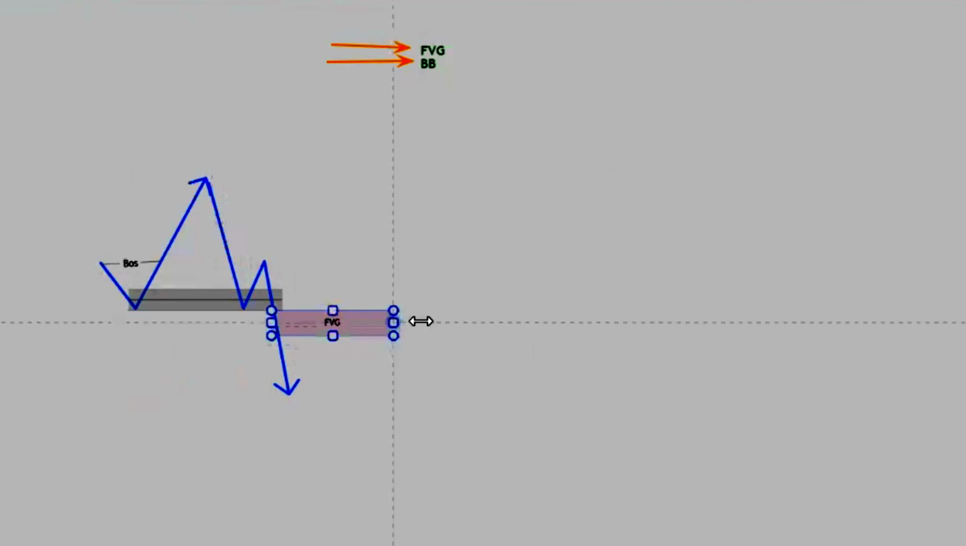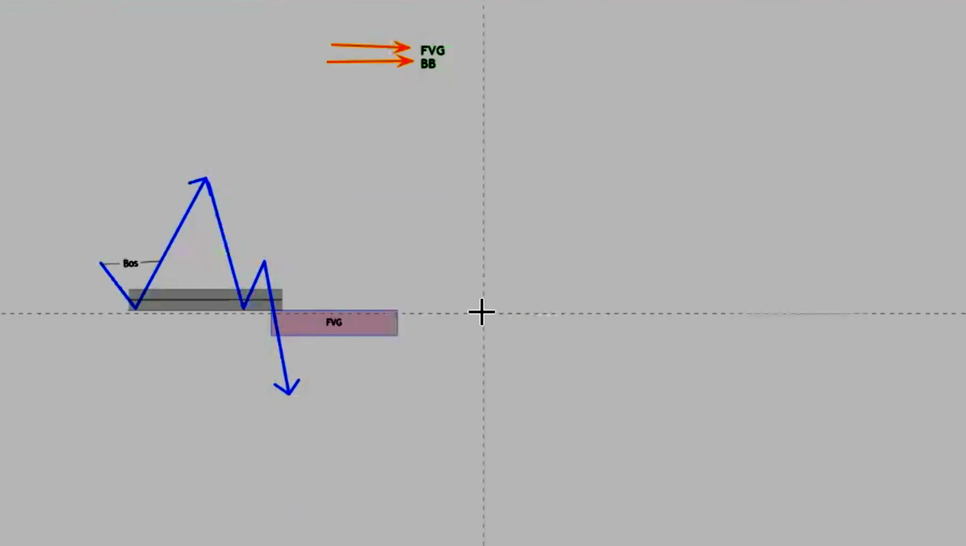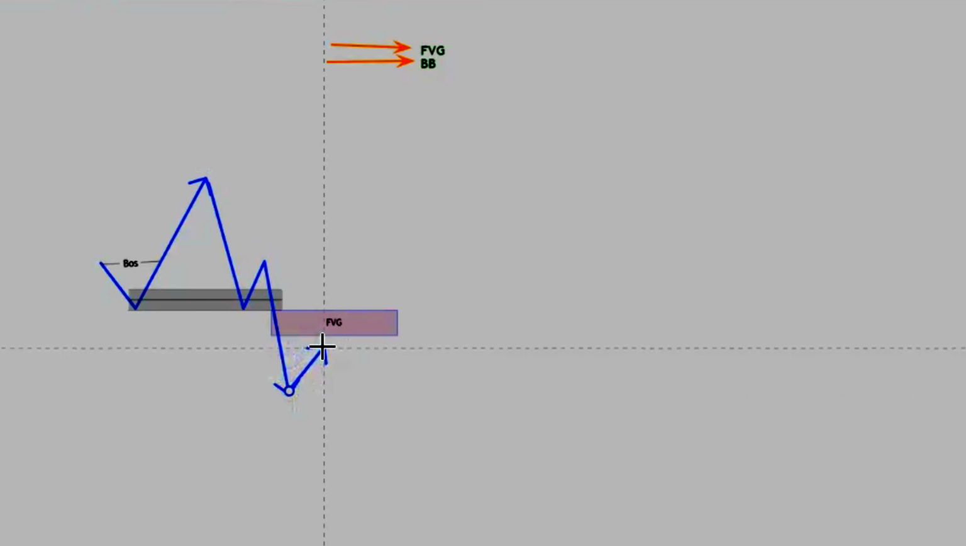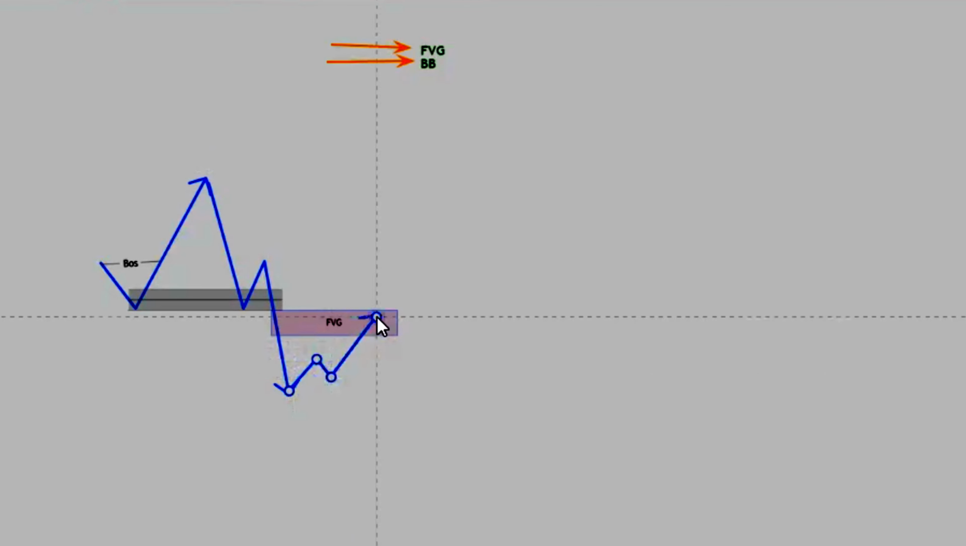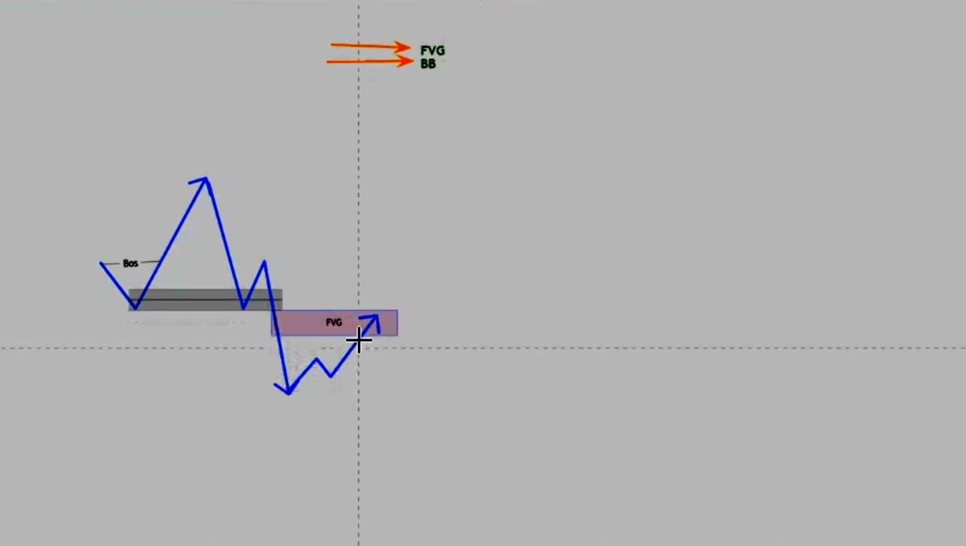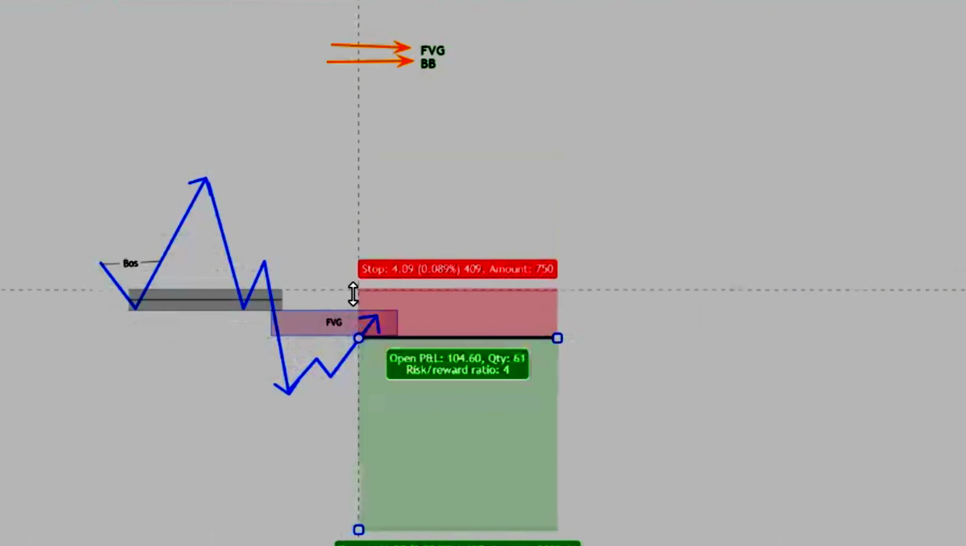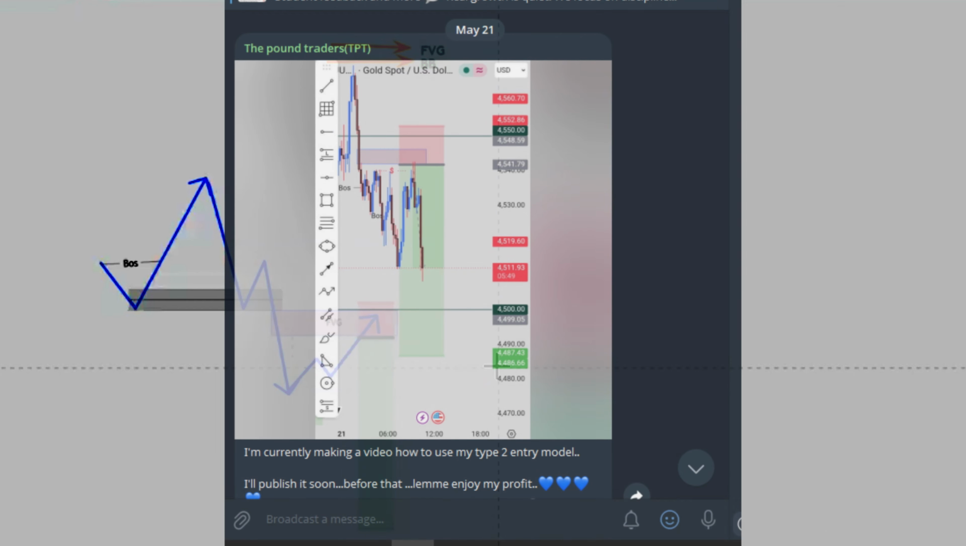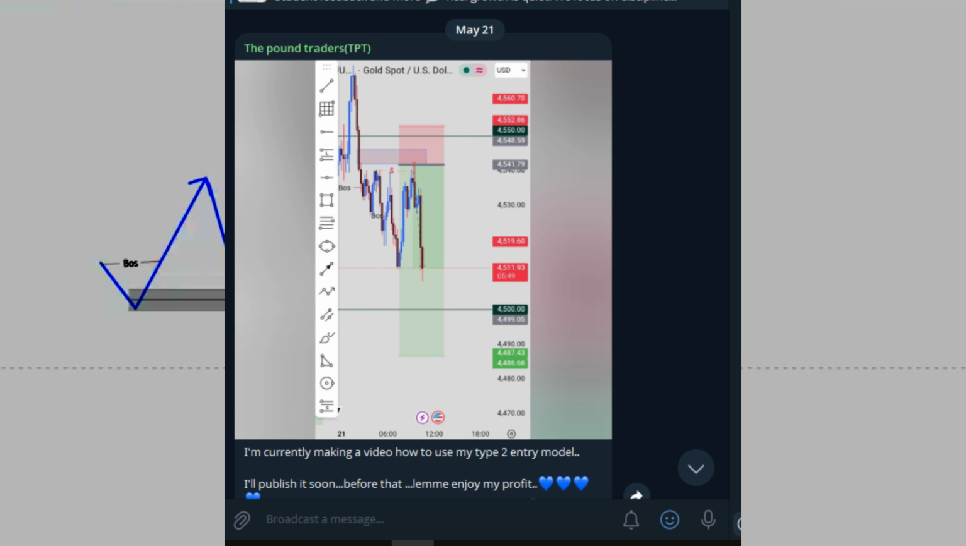Now, once you see the fair value gap happen right here, and I want to take the continuation to the downside using my type 2 entry model, you're going to wait for one thing called liquidity. And liquidity is something that I'm going to go extremely deep into in my next video, okay? Now, all you have to wait for right here is for the market to give you areas of liquidity. It's not a point, it's an area. And the market is going to tap into your fair value gap. And that's exactly where your short entry will come in, okay? This type of setup was what I used to eat in the market last week.